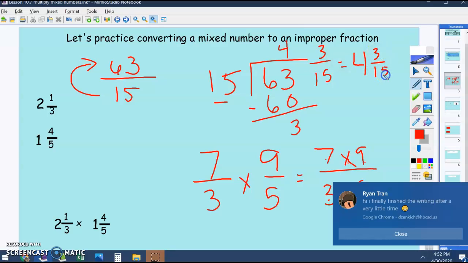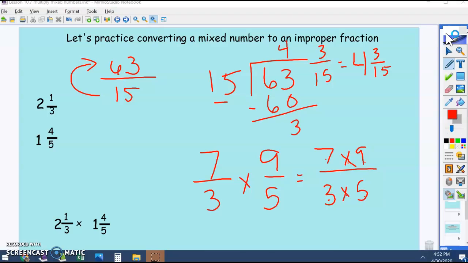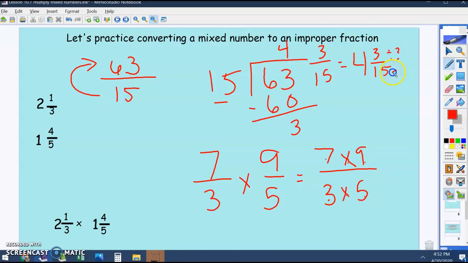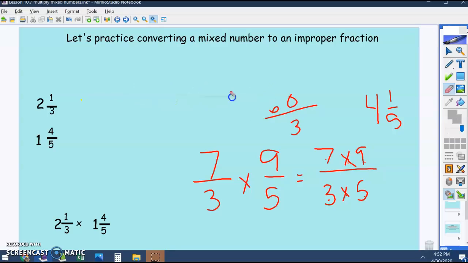Then I have to ask myself, is it improper? Nope. Can it be reduced? Yeah, because I know both of these can be reduced by 3. And then I would have 4 1/5. All right, so that's my final answer. But let's go back to this real quick because there's a little trick here.